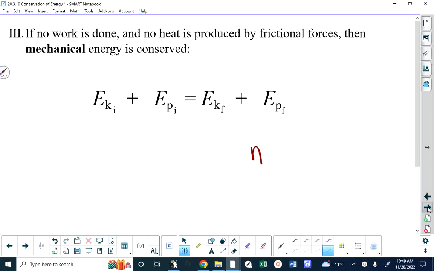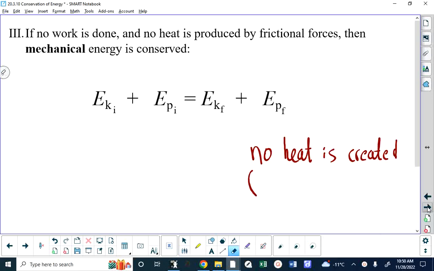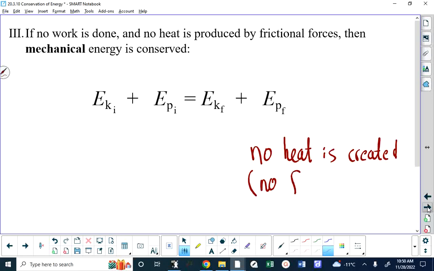And remember, if no heat is created, then that means there is no frictional forces. So you're associating heat with energy, but the force that produces heat is called the force of friction. As well, no work is being done.